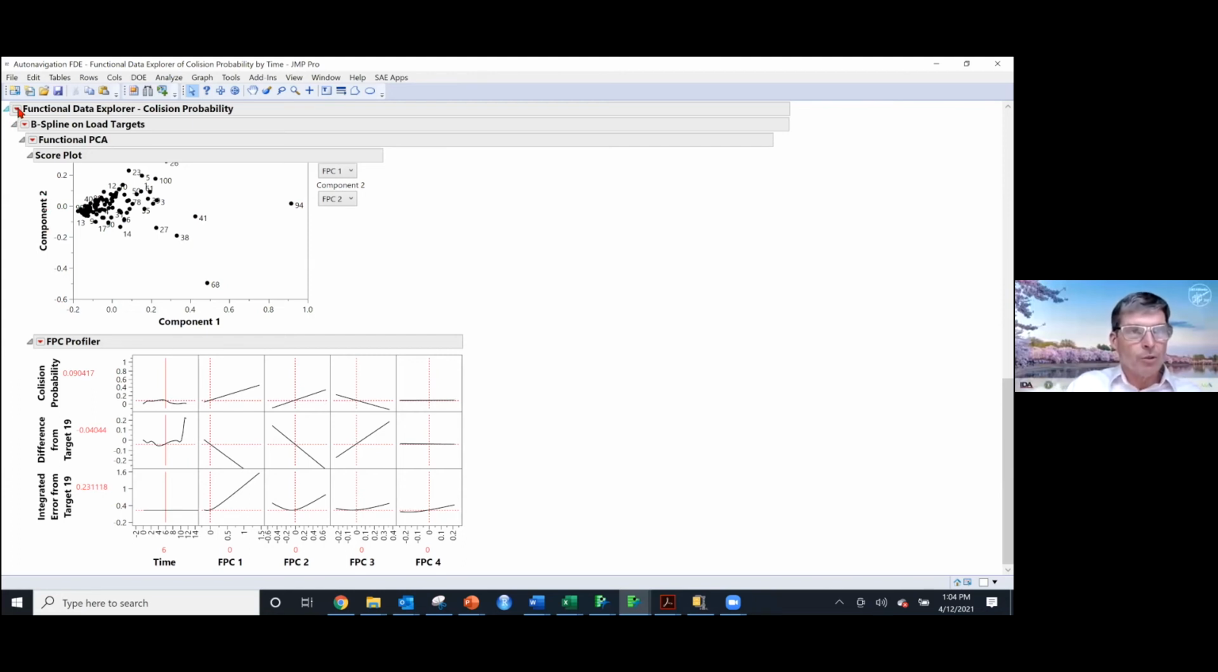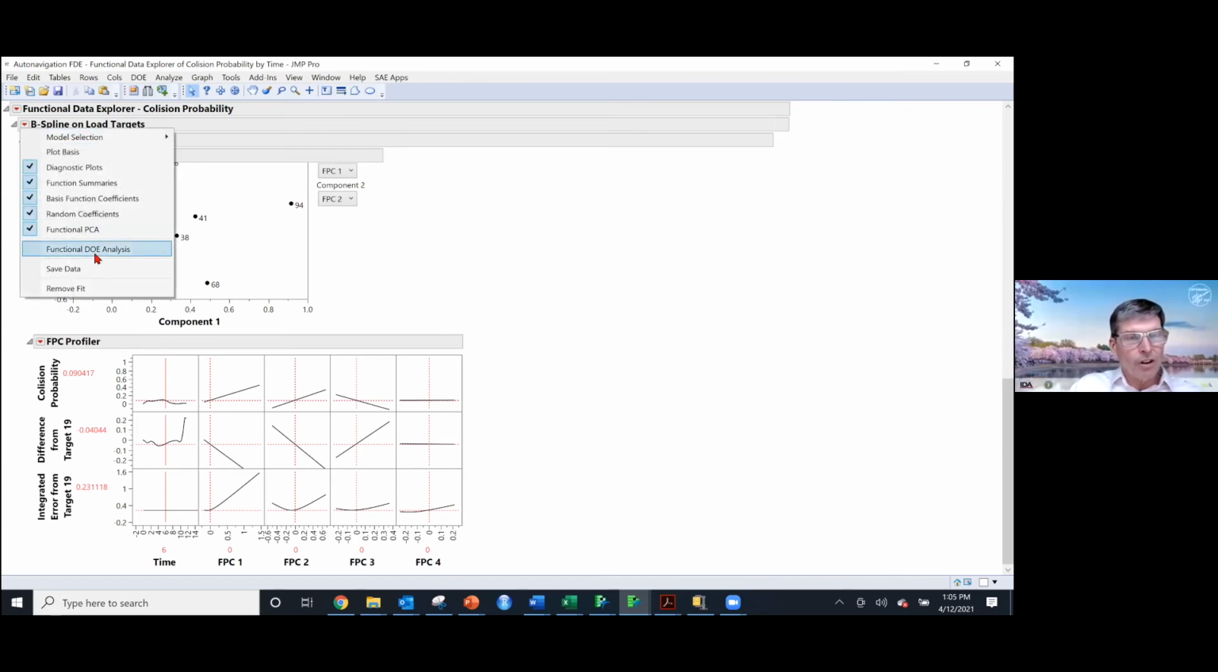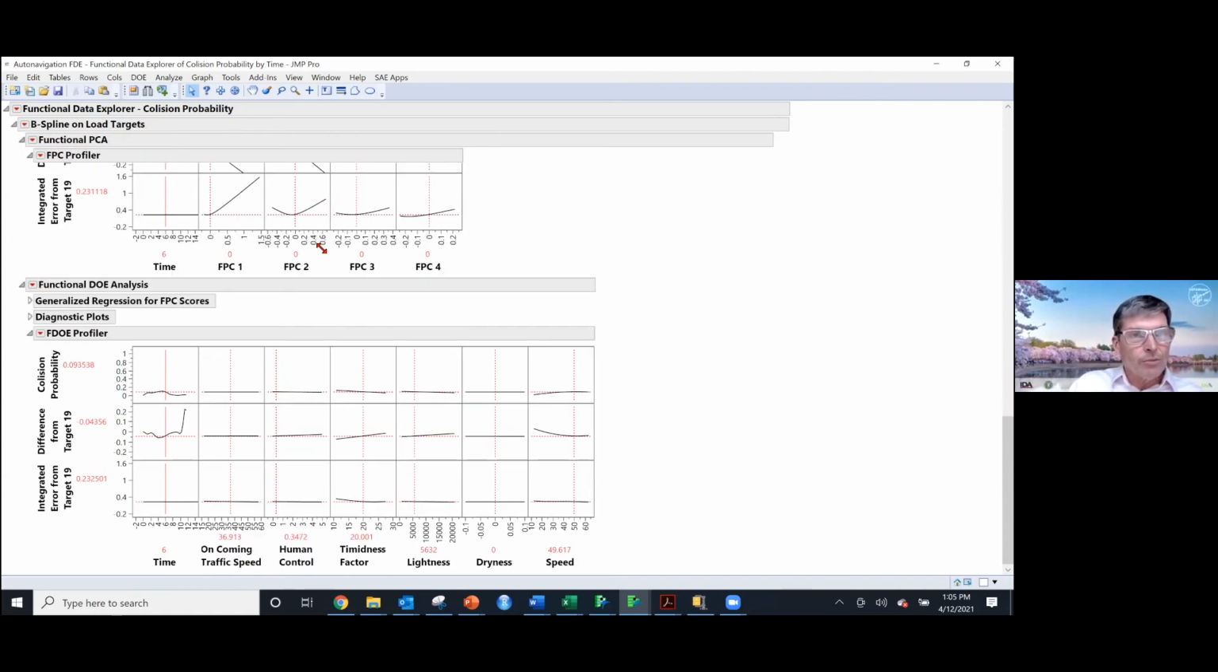So that's where we're going to transition up here. Under where it says B spline, I want to transition to functional design of experiments analysis, such that I can now understand that in terms of the real things that matter to me, that I can measure and understand. So it's the timidness factor, the lightness and the dryness. And we can see, well, what is it that is influencing my collision probability as a response?